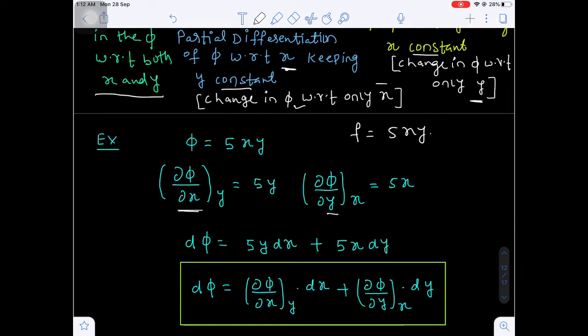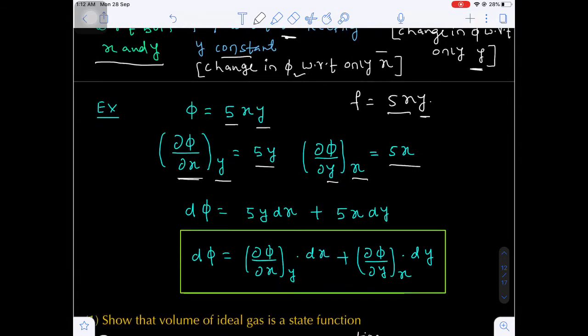When we are differentiating with respect to x, keep y constant. So when we keep y constant, phi y gets constant. So we write phi y into dou x by dou x, that will be equal to 1. In a similar manner, if you differentiate phi with respect to y, partial differentiation, keeping x constant, the remaining will be y, so dou y by dou y will be equal to 1. So you will get phi x.